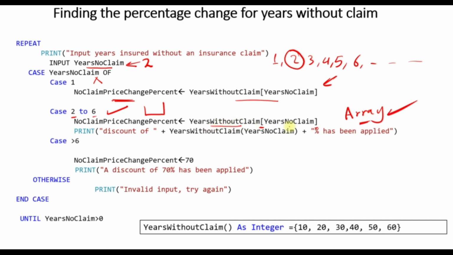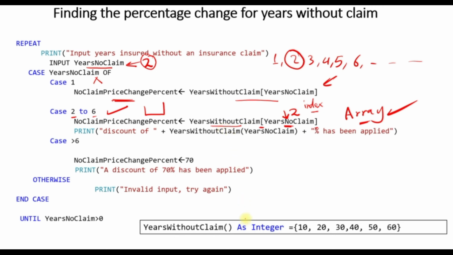And what is the value here? This is the variable. Which variable? Years no claim. Yes, years no claim is the user input, which is 2, right? So years without claim, this is the array, and between the brackets here we have the index. If you remember the array, you definitely will know that this is an index. If not, you have to review the arrays. So the value which has the index of 2 inside the array years without claim.